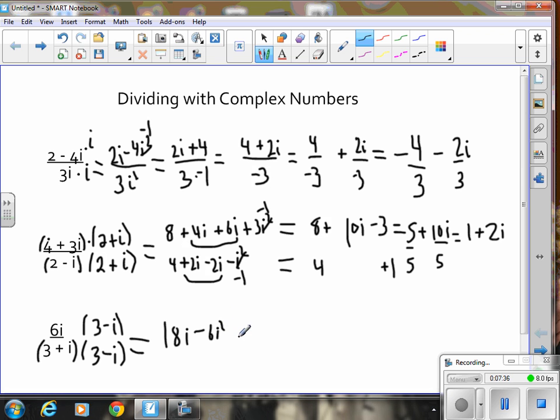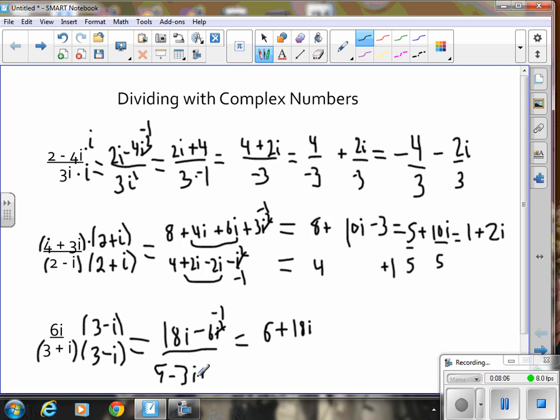I'll go ahead and clean that up. i squared becomes -1. That's a -6. So that's going to become a +6. I'm going to go ahead and move that to the front because that's a real number. And then 18i remains positive when I rewrite and rearrange. In the denominator, we'll distribute 3. That becomes 9 minus 3i.